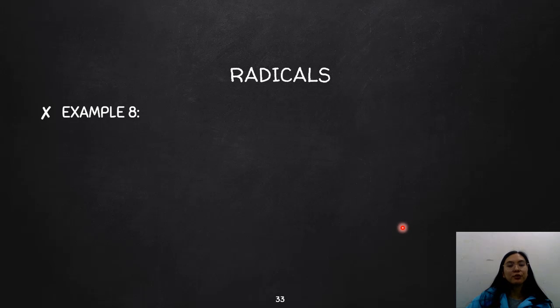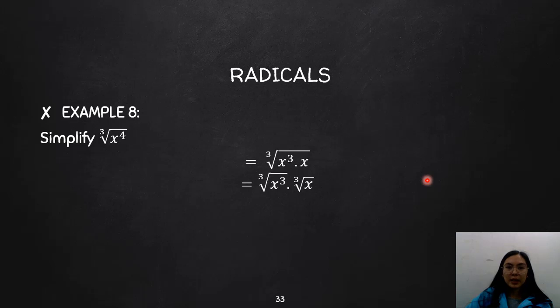So let's have an example for your radicals. If we simplify the cube root of x raised to 4, how do we solve this? First, we factor out x raised to 4, such that you will have the cube root of x cubed multiplied by x. Then we separate them: the cube root of x cubed multiplied by the cube root of x, giving you x multiplied by the cube root of x. So this is the final answer. That's how you simplify radicals.